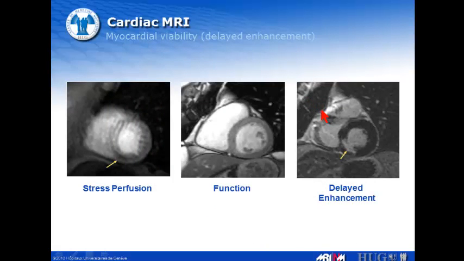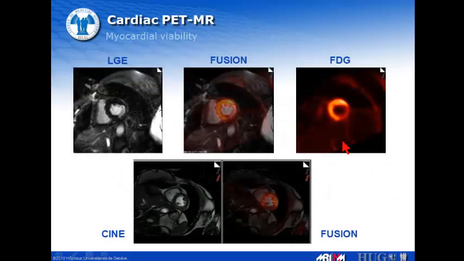When looking at perfusion, once again, one patient has a perfusion defect in the inferoseptal region, with function and thickening a little bit compromised, and delayed enhancement, which is in favor of an infarction.